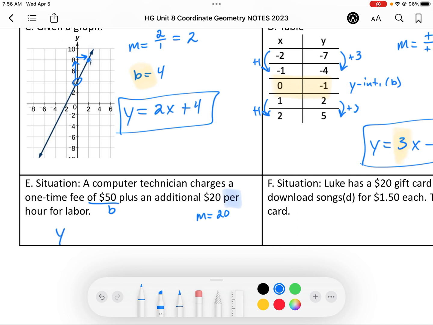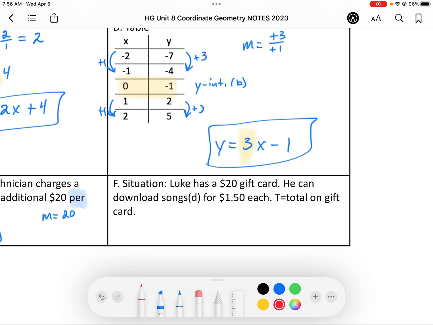So our equation is y equals 20x plus b, where x is the number of hours of labor and y is the total cost. Sorry, not plus b. We know what b is. B is 50.